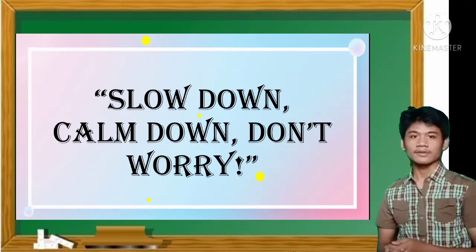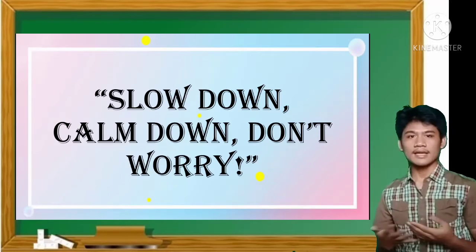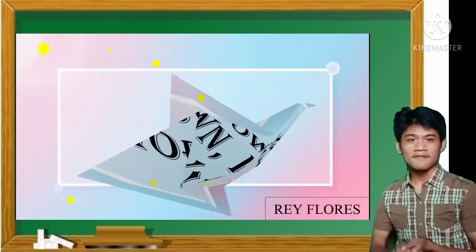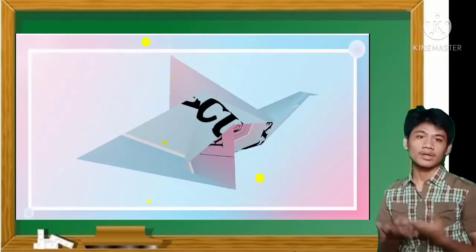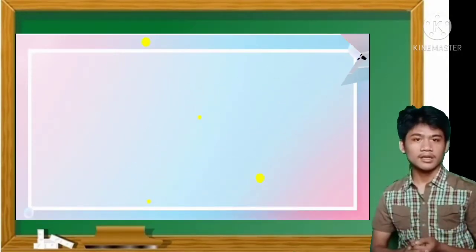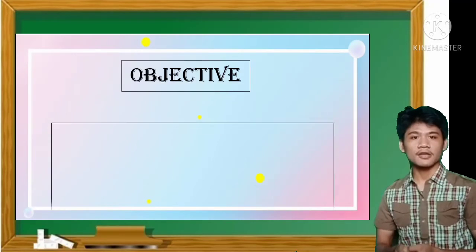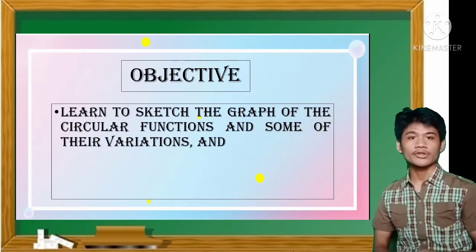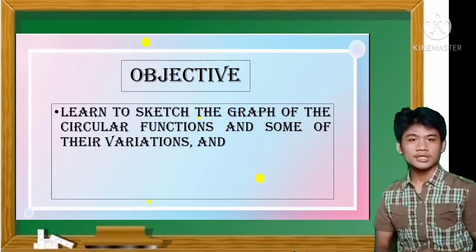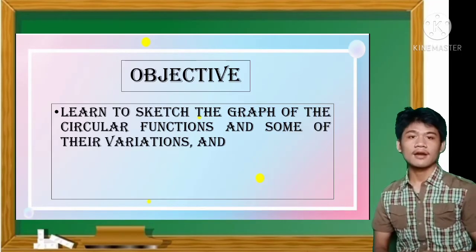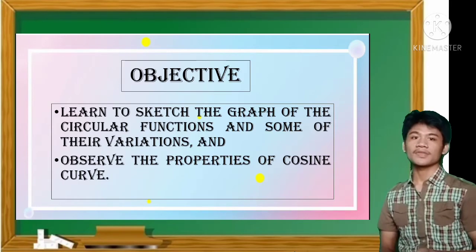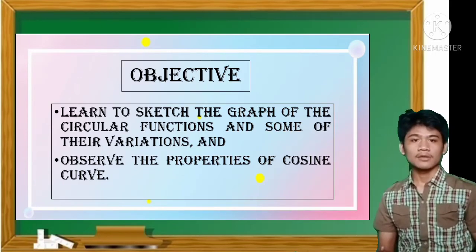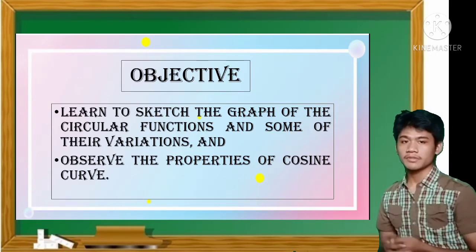Next is the main topic we have, the cosine curve, or the graph. The objective is for the learners to learn how to sketch the cosine graph and also to observe its properties. These are the terms we should be familiar with.